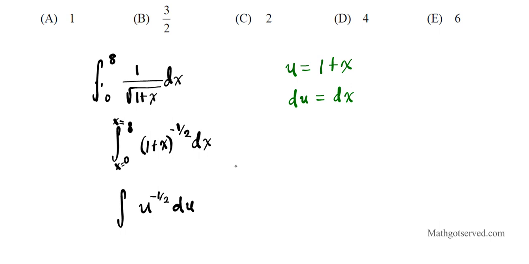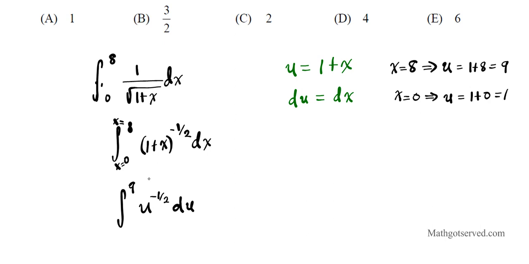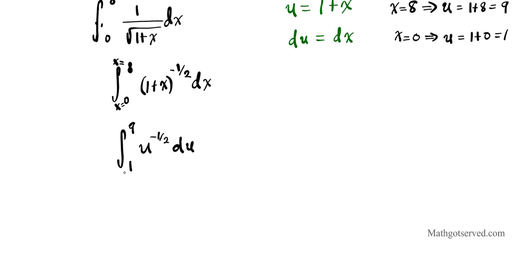And our limits are going to change. When x is 8, the upper limit, that implies that u, which is 1 plus x, is going to be 1 plus 8, which equals 9. So our upper limit will increase by 1, which is 9. u equals 9 now. And our lower limit, x equals 0, that implies that our lower limit of u is going to be 1 plus 0, which is 1. So it's going to shift from 0 to 1. All right, now let's evaluate this integral.